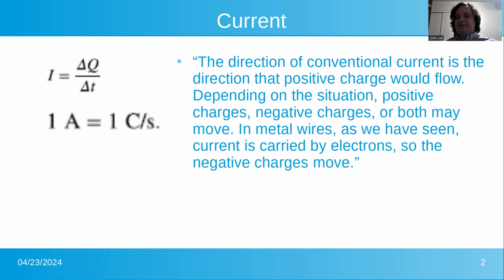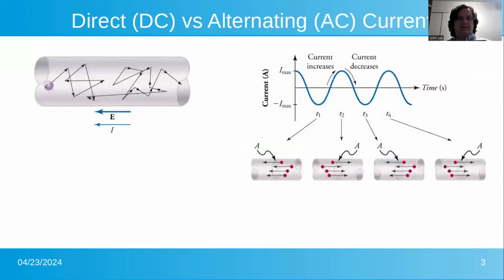But current is how much charge flows through an area in a given amount of time, and its unit is the ampere, which is 1 coulomb per second. So what happens is that there are two main source types of voltage to apply. One is a direct current, and one is an alternating current.